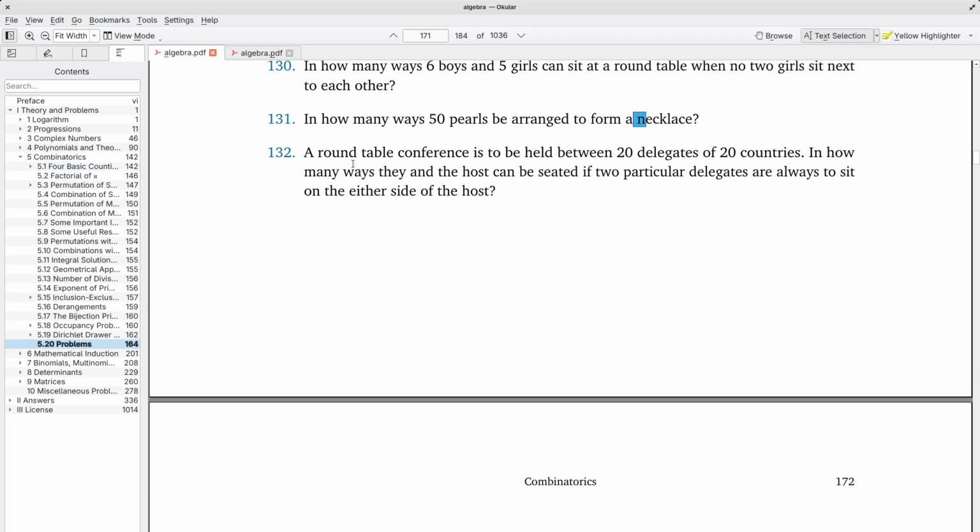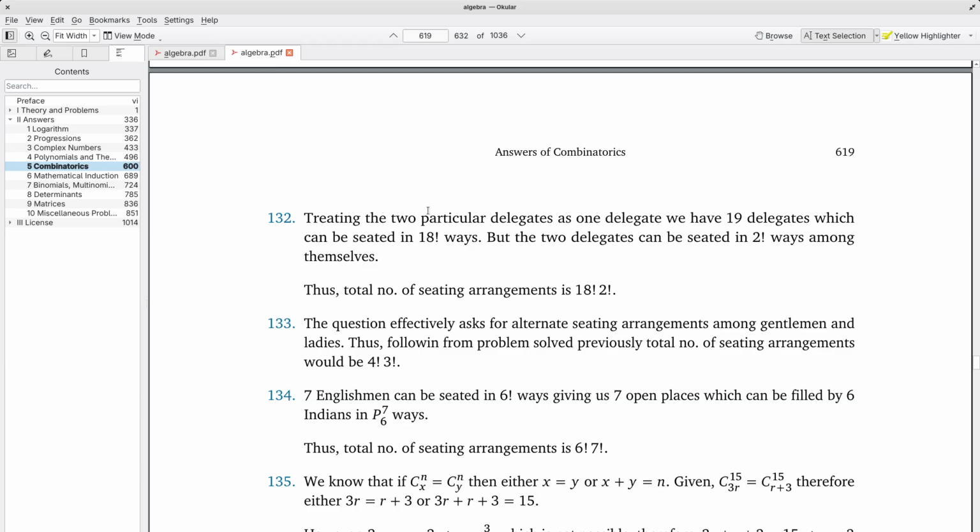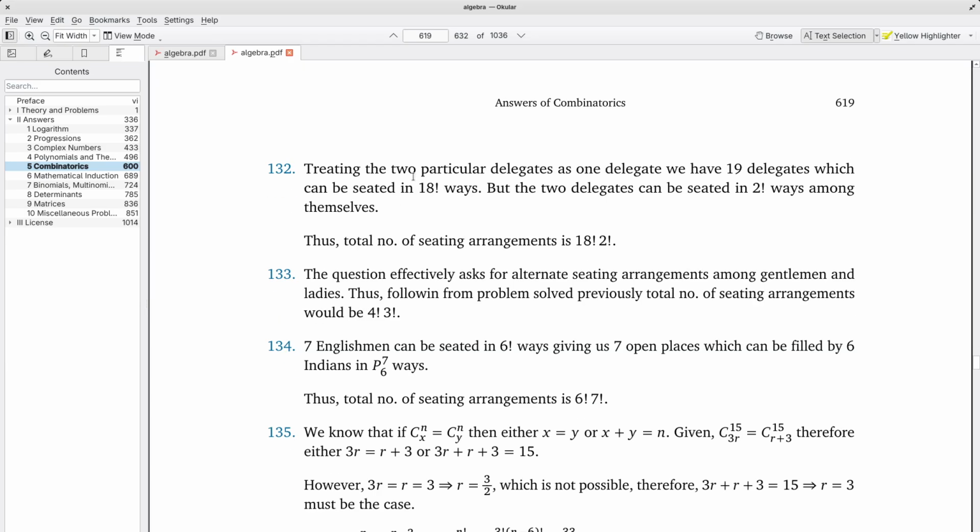Question 132 says that a round table conference is to be held between 20 delegates of 20 countries. In how many ways they and the host can be seated if two particular delegates are always to sit on the other side of the host? So when you have two particular delegates, you treat them as one delegate, and you have 19 delegates which can be seated in 18 factorial ways. But two delegates can be seated in 2 factorial ways among themselves. The total number of sitting arrangements is 18 factorial multiplied by 2 factorial.